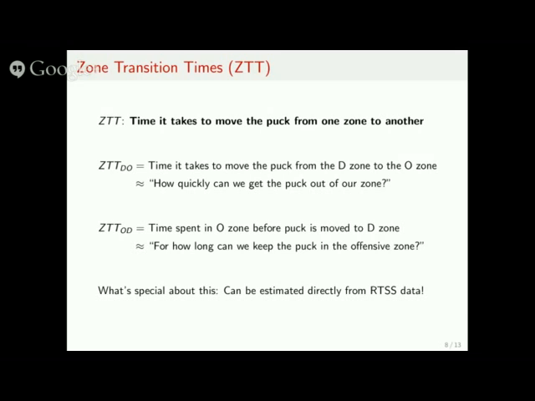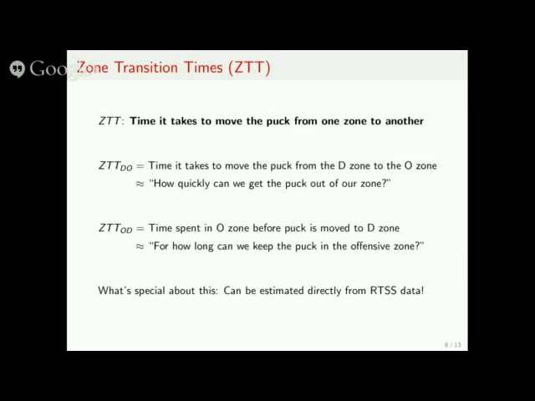And so there's a bunch of different types of ZTTs that you could have. You could have the zone transition time for offense to defense, which would just be the time it takes for you to move the puck out of the offensive zone and into the defensive zone. So that's bad, right? We want that time to be long. We want to keep the puck in our offensive zone as much as possible. And then the opposite, so defense to offense, right? So that's the amount of time it takes us to get it out of the defensive zone and into the offensive zone, right? So that's good. We want that to be short. That means we're good at defense.